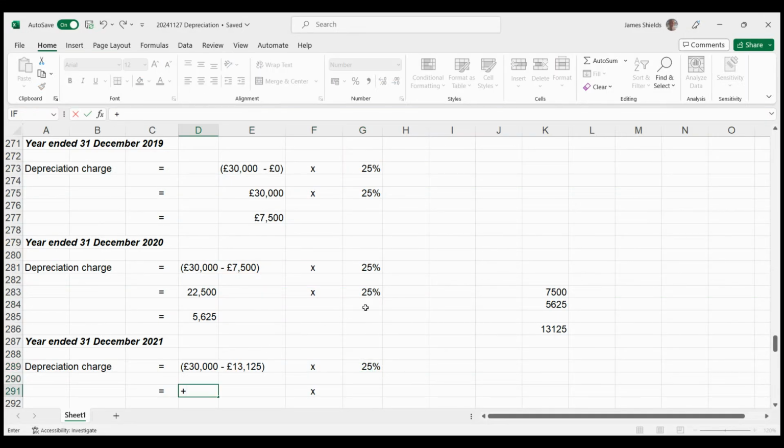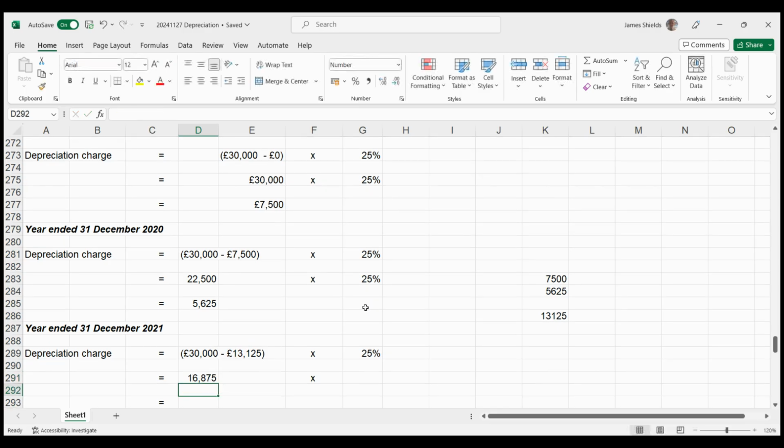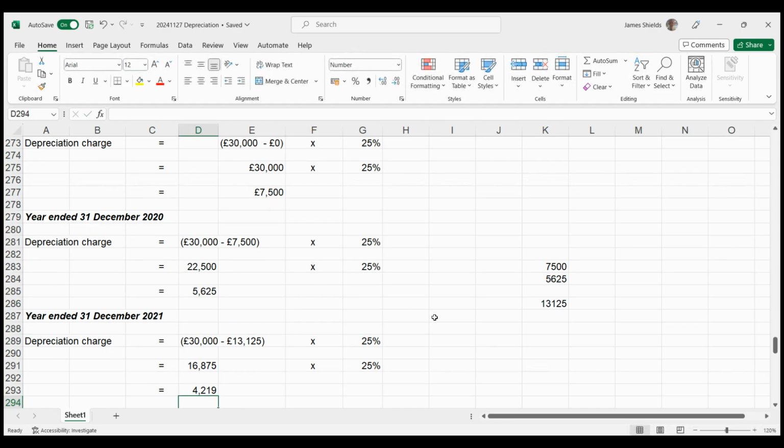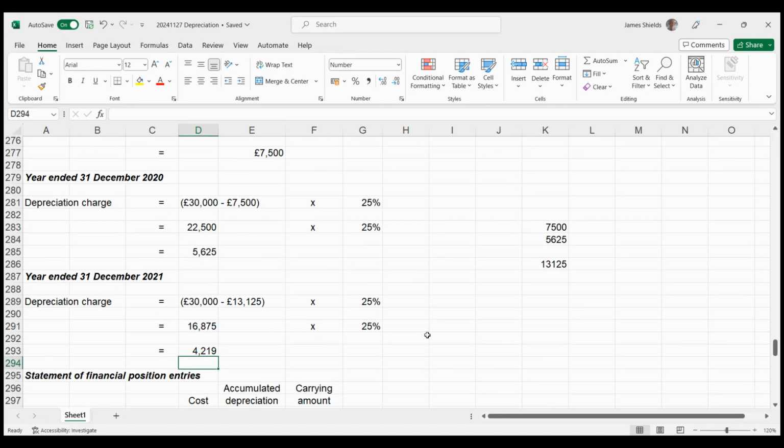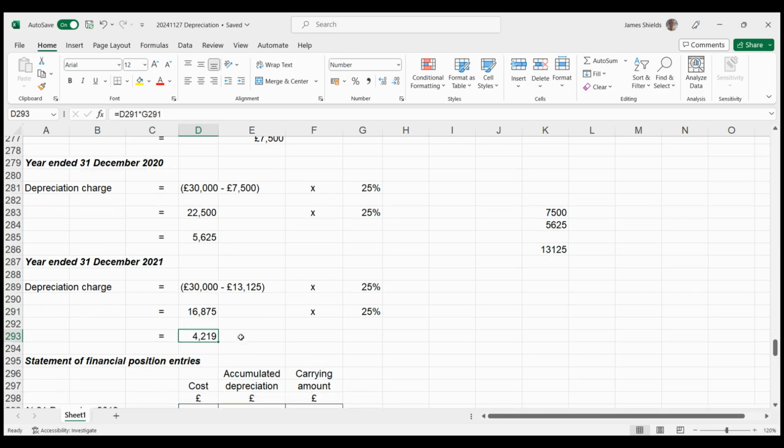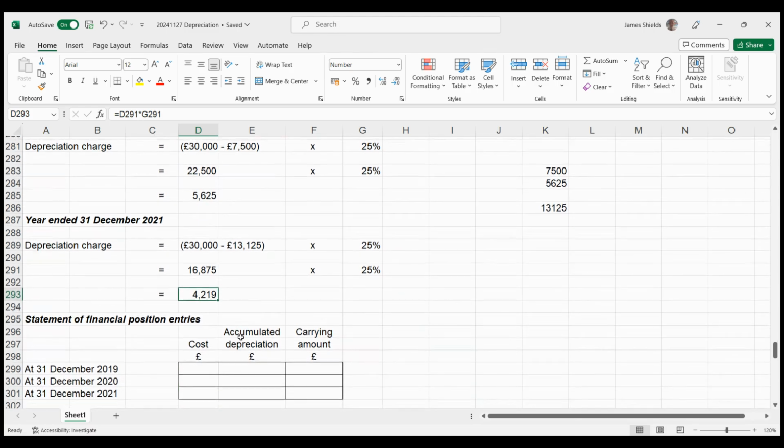So the 30,000 take away 13,125 gives us 16,875. Then times that by our 25%, and that's going to give us £4,219. Now that's going to take into account some rounding here, so we've rounded it up to the next pound.